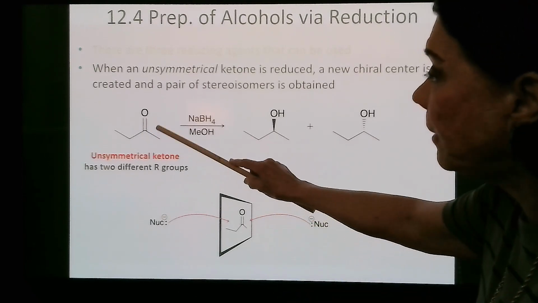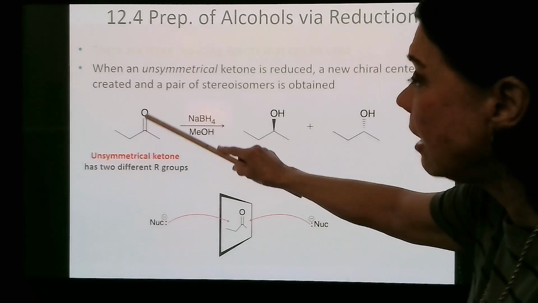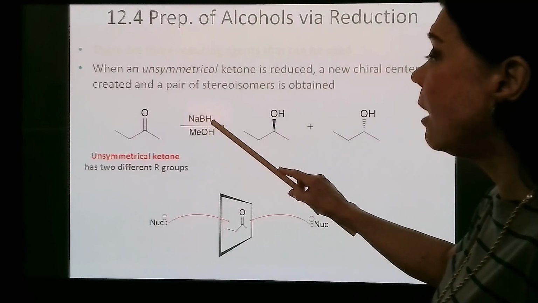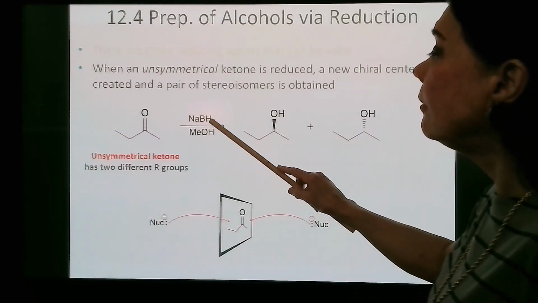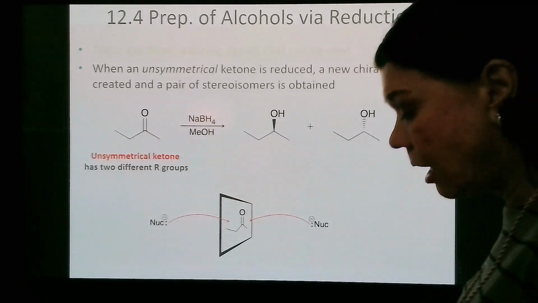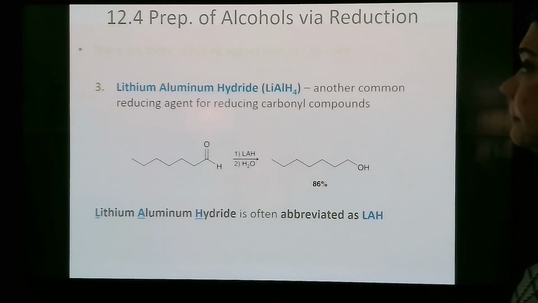You know, this is sort of a planar face here. The oxygen, carbon, carbon, carbon all lie in one plane, and so with equal probability, the hydride can come in from either side of the molecule.